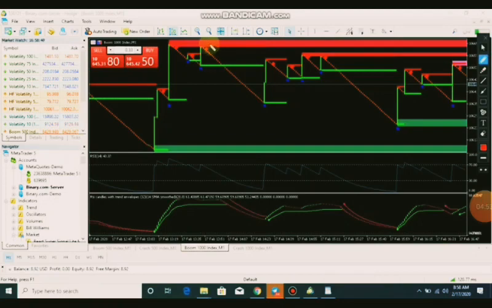Now we check out the other index here. See our red arrow on the other index. There is pointing downwards. There at the bottom is red. We enter our sell. That's for the Boom index.